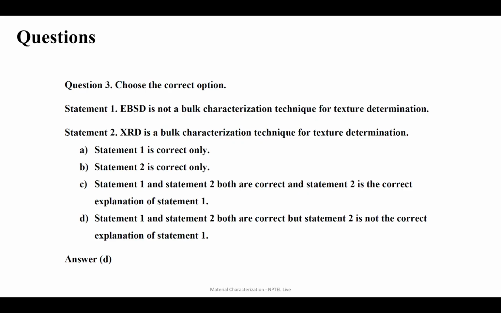But EBSD can only give you surface level information that is up to a few nanometers. So hence it's not a bulk characterization technique, but it is also used for texture determination. So both are correct, but 2 is not the correct explanation of 1.